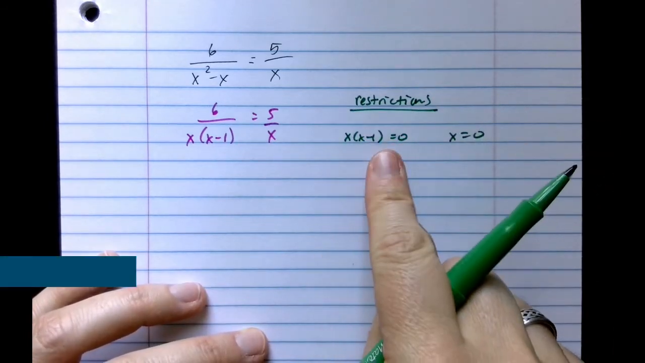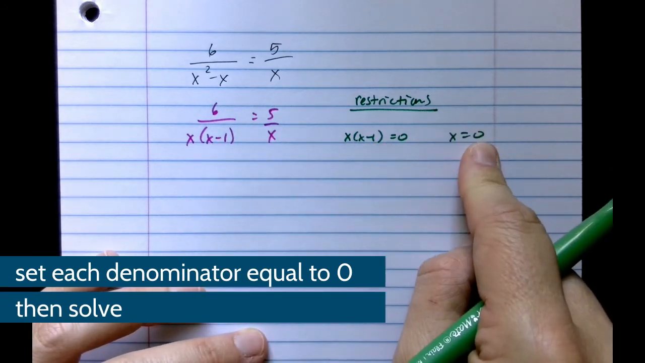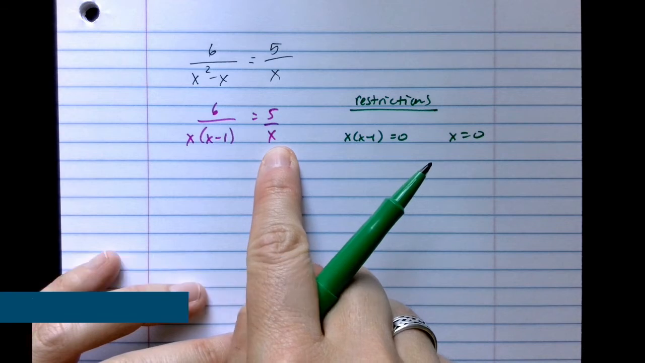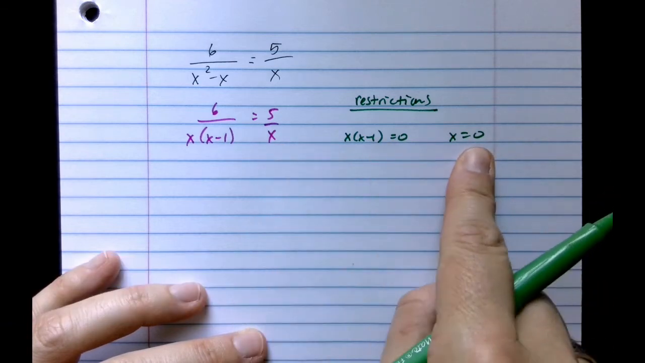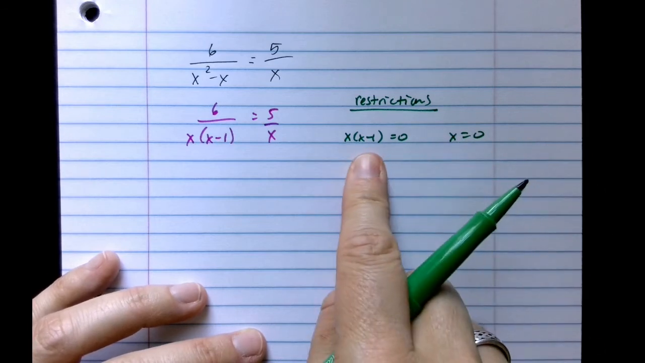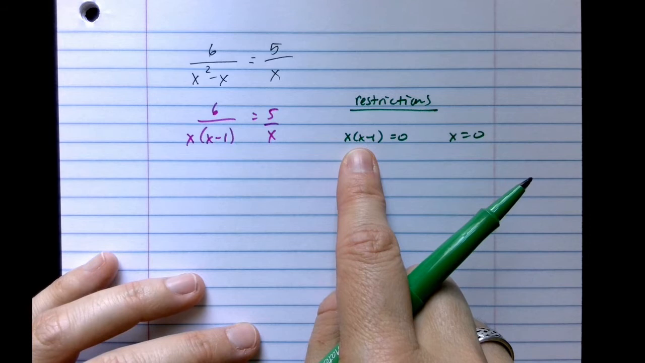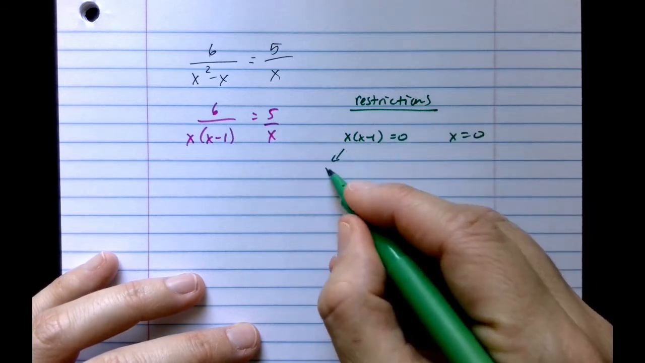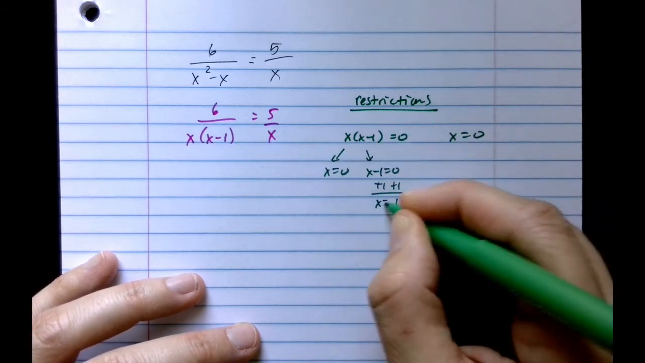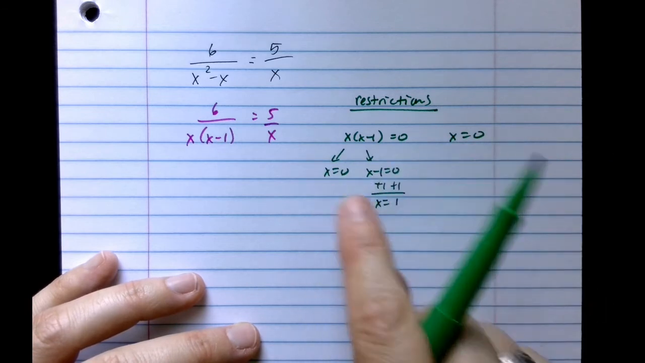So remember, with our restrictions, we take each denominator, whatever it is, set it equal to 0 and solve. Now, in the case of 5 over x, that denominator was an x, so as soon as I set it equal to 0, it's already solved. It's pretty sweet. Now on this one here, we have a product, so we're going to use our skills with factoring quadratics and use zero product property. So you're going to see I have x equaling 0 as one of my restrictions and x equaling 1.